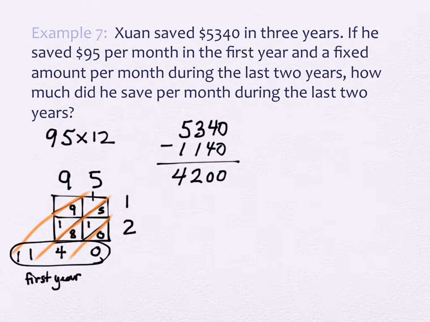All right, now what am I going to do? We're going to divide 4,200 by 24. Why 24? Because it's 2 years and there are 12 months per year.